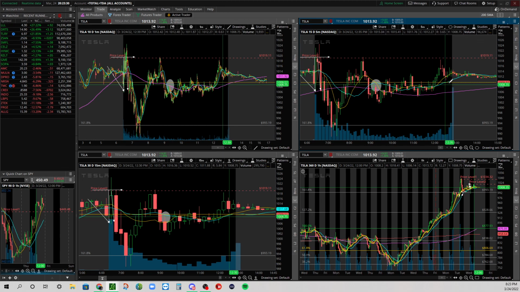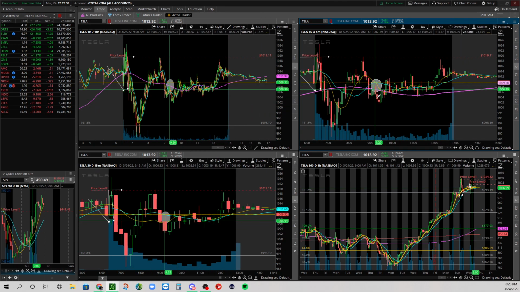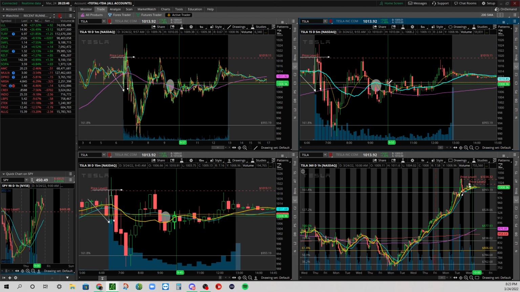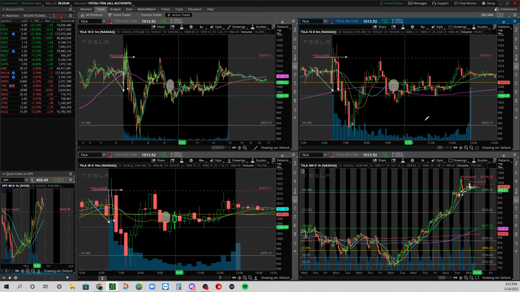And of course, it just chopped all day, which is going to happen. You're going to get caught in a choppy situation, but it sounds like you respected your levels pretty well, and you got in and got out based on the switchbacks, right? So yeah, you did well there.